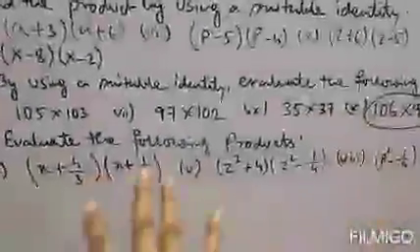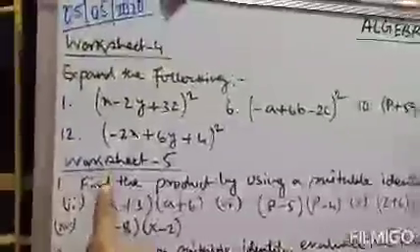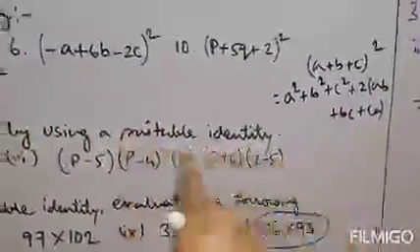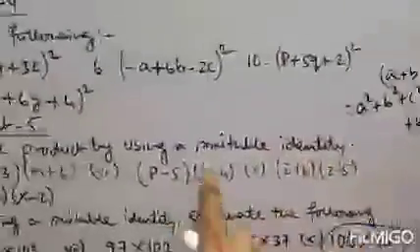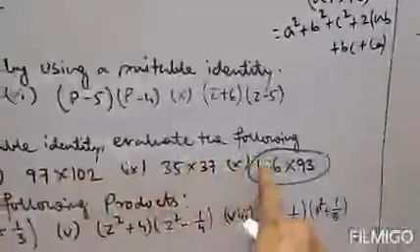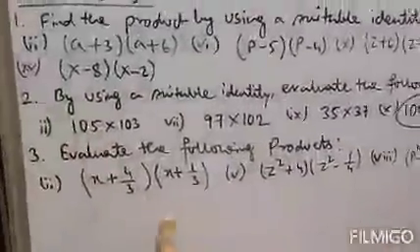You have to solve this question without any identity, because in worksheet 5 the question says find the following by using a suitable identity. There you have been told to do the sum using a suitable identity. Now read question number 2. Also here it says evaluate the following. That means using your suitable identity. Now we will do the questions.